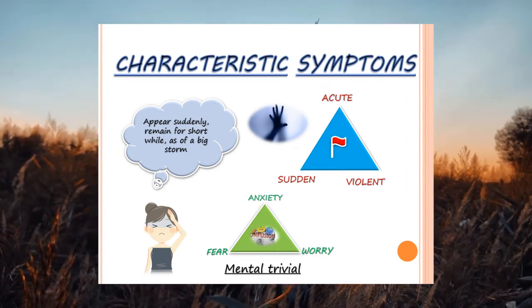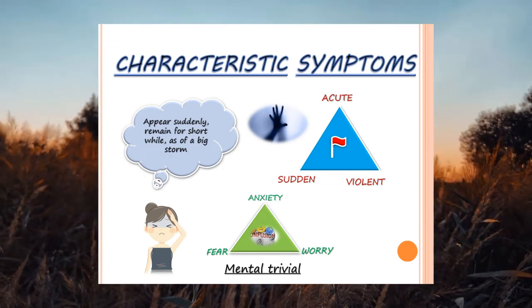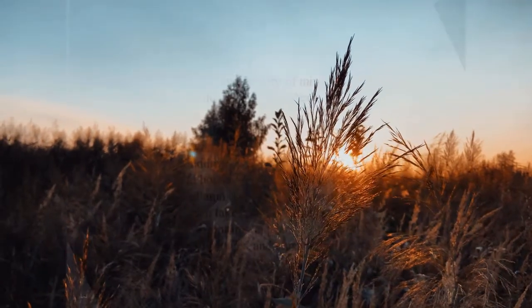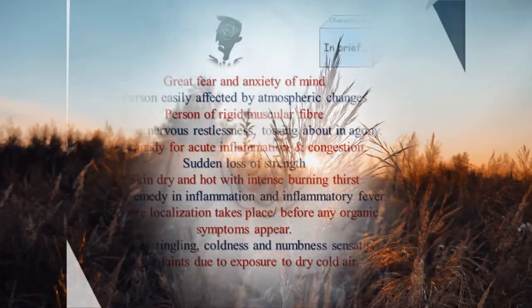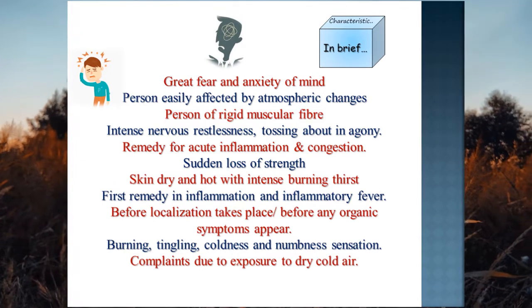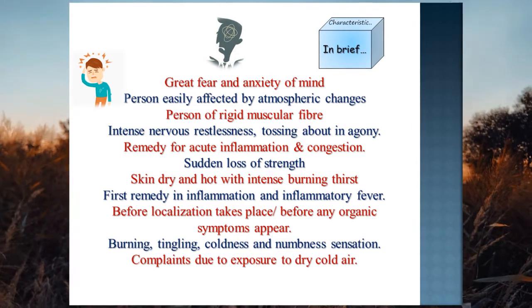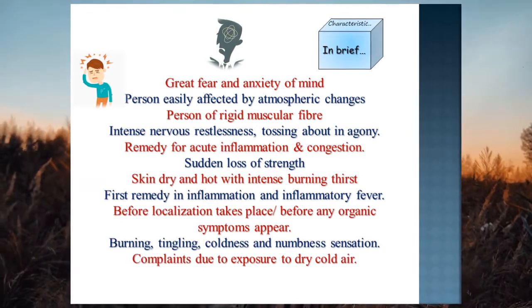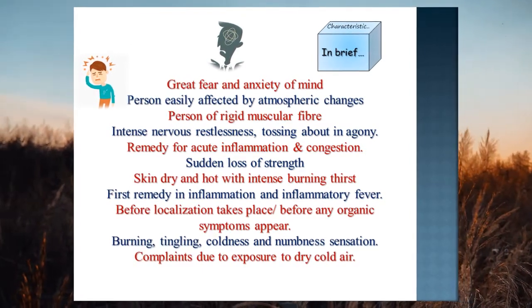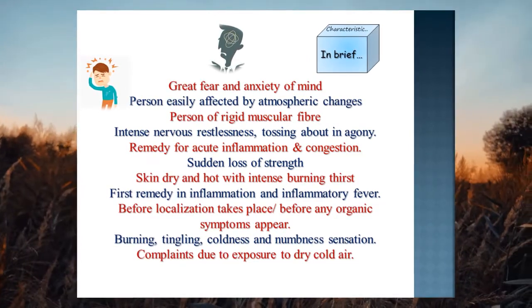So this is the nature of the disease of Aconite, and the process of Aconite is covered with fear, anxiety, and worry at the level of mind. So this is the basic characteristic symptom of Aconite, and in the next slide we'll study the characteristics in brief, that there is great fear and anxiety of mind. The person is easily affected by atmospheric changes, persons of rigid muscular fiber, and there is intense nervous restlessness, tossing about in agony. So the person is basically of sensitive nature, sensitive to pain, sensitive to atmospheric changes, a remedy for acute inflammation and congestion, and there is sudden loss of strength.